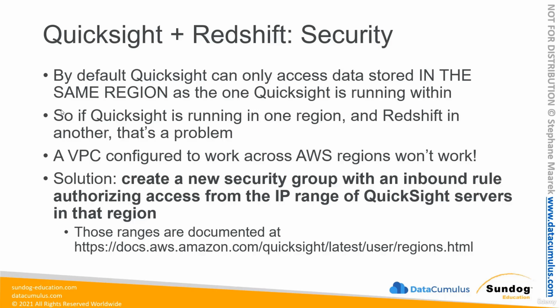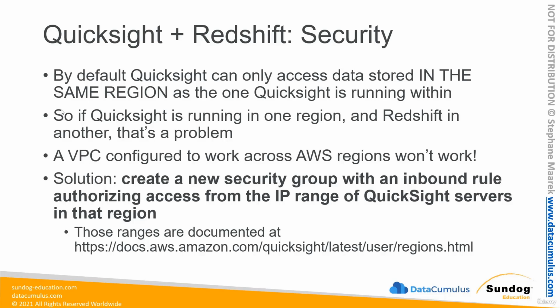So the thing is, by default, QuickSight can only access data stored within the same region as the one that you're actually running QuickSight within. So you could have a situation where you have an existing Redshift cluster running in some region like Japan or something, but you actually spun up QuickSight in Virginia. And in that case, you're going to get errors because those two regions can't talk to each other.